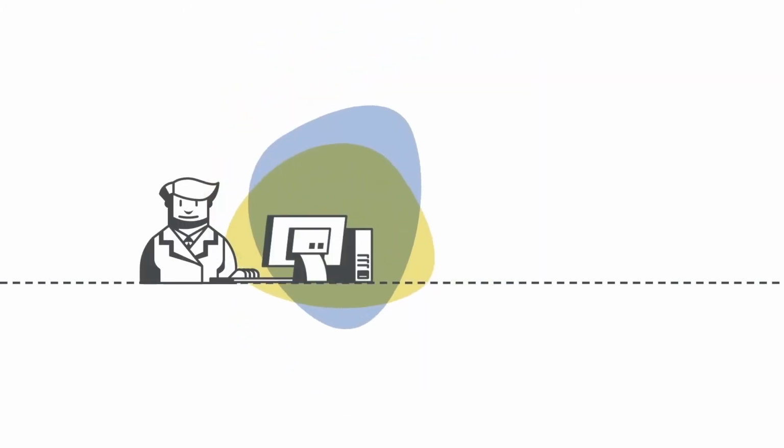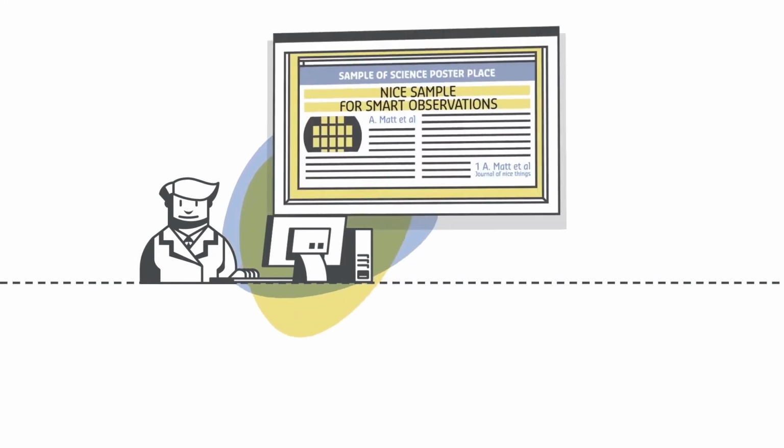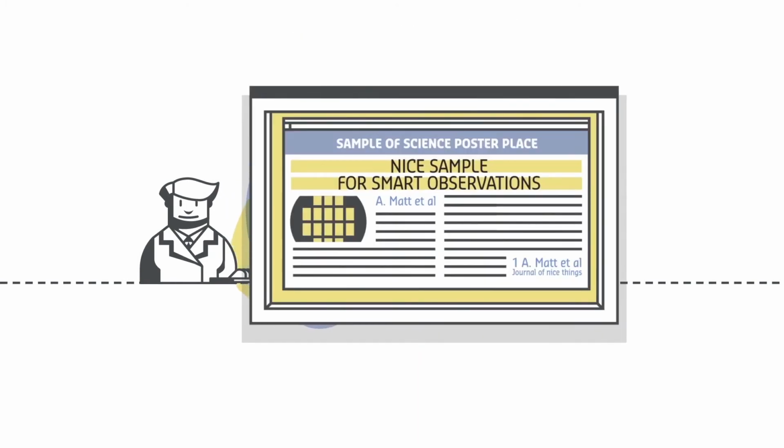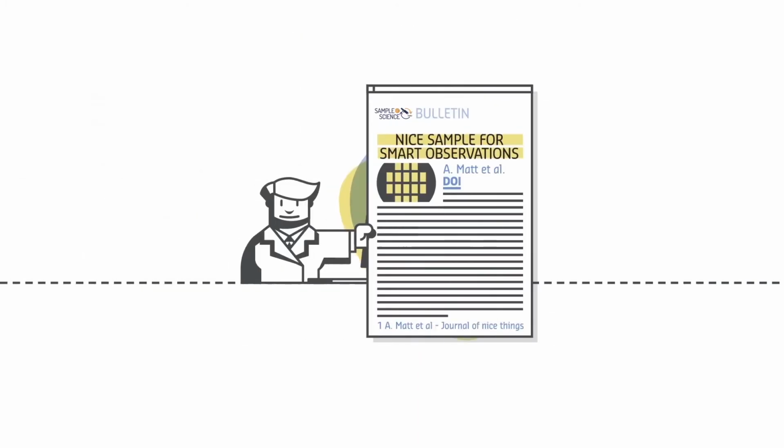As an immediate recognition that Matt's samples have been adopted by a peer, he gets his sample description published in Sample of Science Bulletin. Because the Sample of Science Bulletin is open access, he gains immediate visibility.